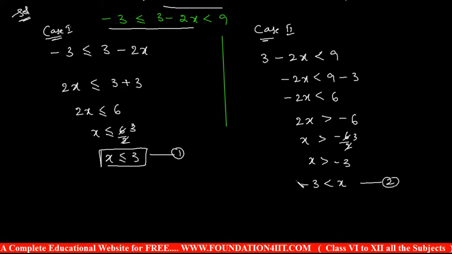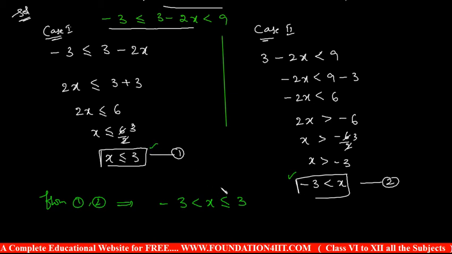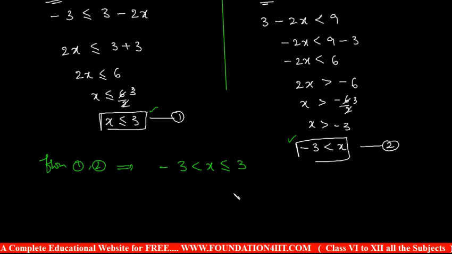Let this be equation 2. From equations 1 and 2, we'll write them combined. From 1, 2: minus 3 less than x. The second one I wrote first, because one number should be at the start. Minus 3 less than x, and x is less than or equal to 3. These two I just wrote combined together. Minus 3 less than x as it is, and x less than or equal to 3. Both are matching, right? For this we can write the number line.